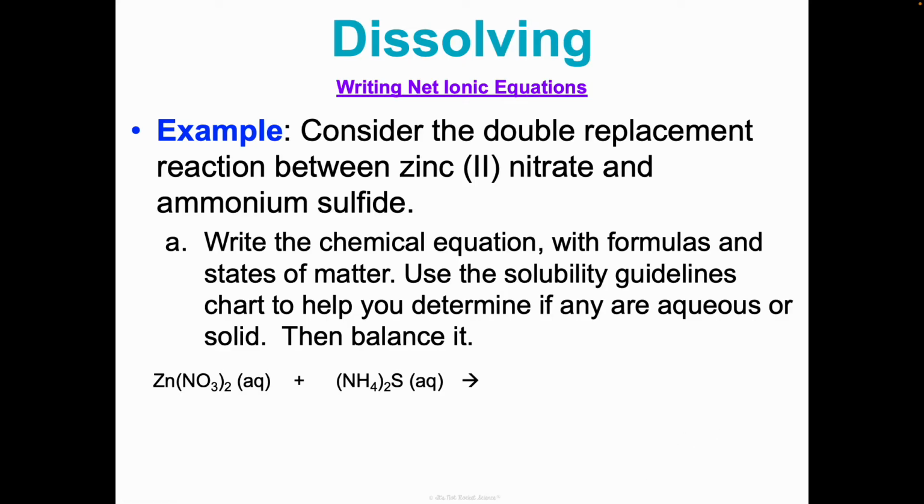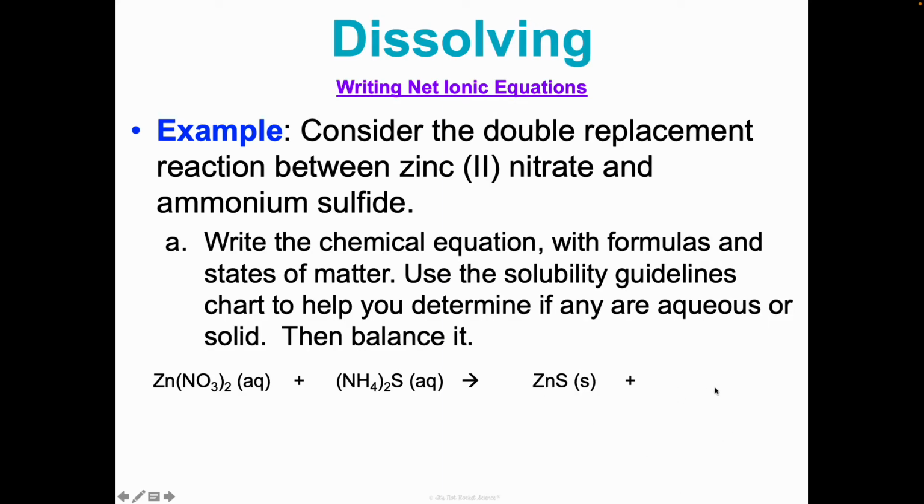Now, look up on your solubility chart. It doesn't say anything about zinc, but let's look at the sulfide ion. It's our last rule. It says sulfide is only soluble when combined with group 1 ions, calcium, barium, strontium, or ammonium. Well, zinc is not any of those things. So that means it will not be soluble. It will not dissolve in water. It will not be aqueous. So it will be solid. That's how we're applying these solubility guidelines.